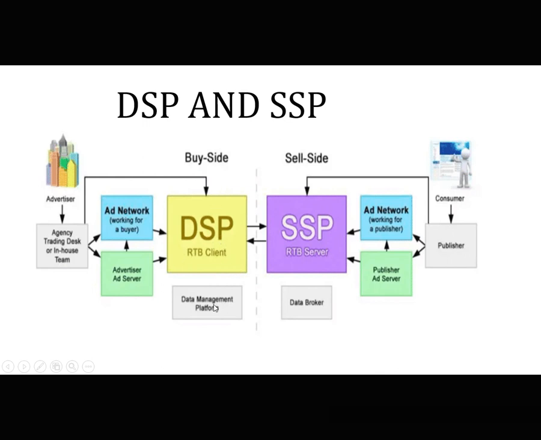This is the buy side, and this is the data management platform through which the serving of ads on segmented data is made possible. Then DSP connects with the SSP via the RTB server. This is the data broker. This is the ad network working for a publisher. This is the publisher ad server, and this is the publisher, and this is the consumer.